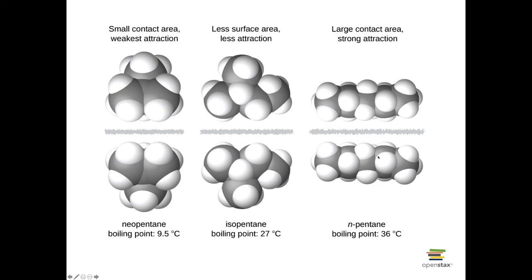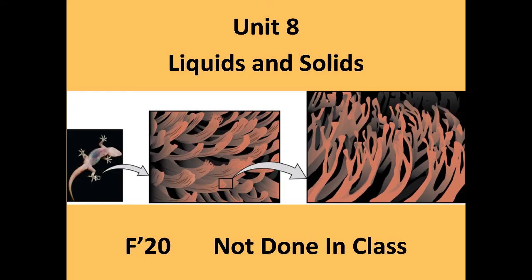But in general, we really do have to look at the structure perhaps just as much as the mass of the molecules in order to be able to determine and make predictions about properties that are dependent upon intermolecular forces, such as boiling point. Okay, and that is it for the material we did not cover in Unit 8, Liquids and Solids.